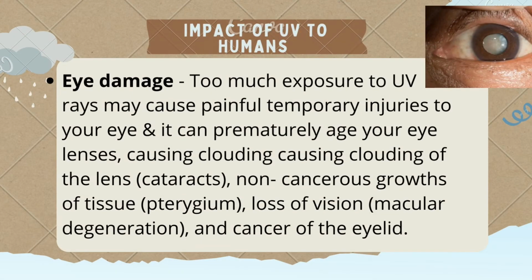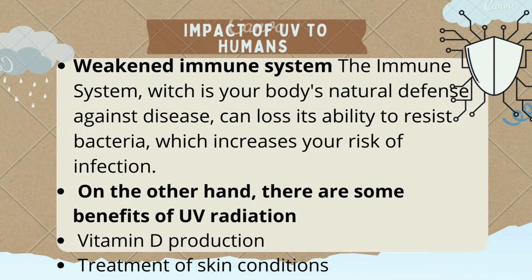Impact of UV to humans also includes eye damage. Too much exposure to UV rays may cause painful temporary injuries to your eye, and it can prematurely age your eye lenses, causing clouding of the lenses or cataracts, non-cancerous growths of tissues, loss of vision, and cancer of the eyelid. UV also weakens the immune system. The immune system, which is your body's natural defense against disease, can lose its ability to resist bacteria, which increases your risk of infection. But on the other hand, there are some benefits of UV radiation, such as vitamin D production and treatment of skin conditions.